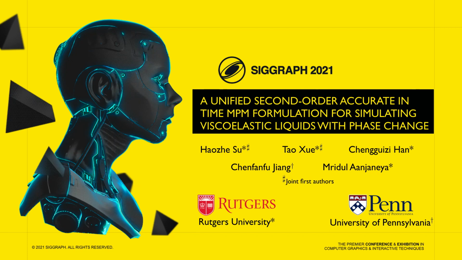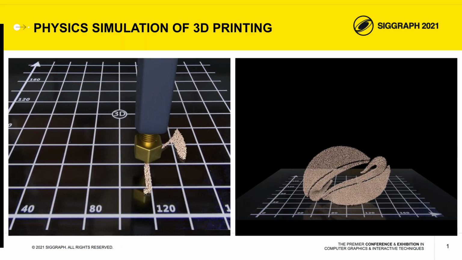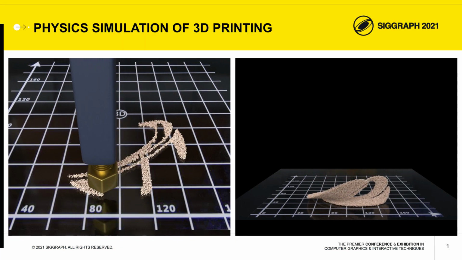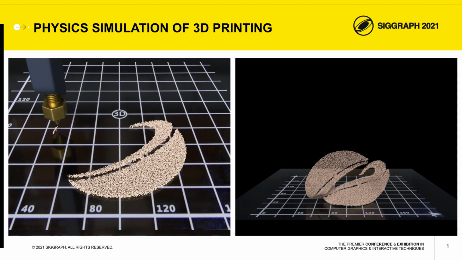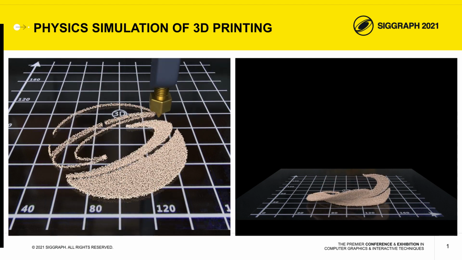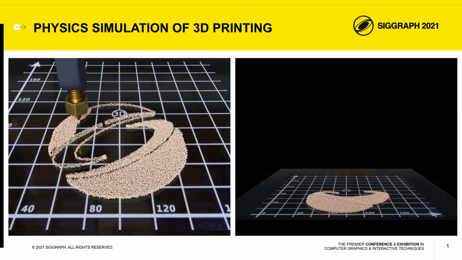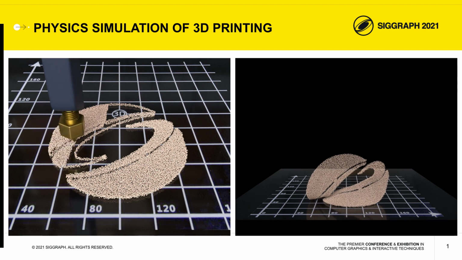We present a new material point method for unified simulation of viscoelastic liquids. The main motivation behind our work was to simulate 3D printing. As shown on the left, the 3D printed material was subsequently dropped to illustrate the elastoplastic deformations, as shown on the right.